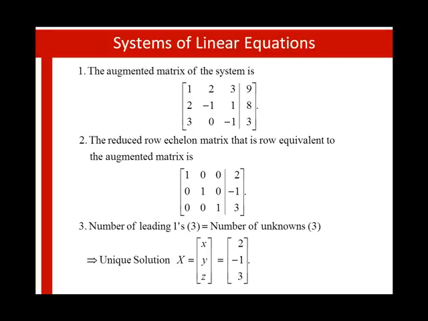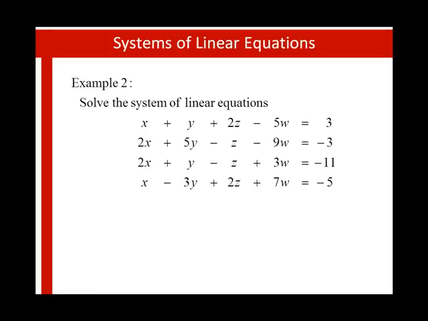In this case, the number of leading ones is equal to the number of unknowns, 3 by 3, and the solutions can be read: z is equal to 3, y equal to minus 1, and x equal to 2. This system has a unique solution. The matrix X is a column vector, x, y, z equal to 2, minus 1, 3.